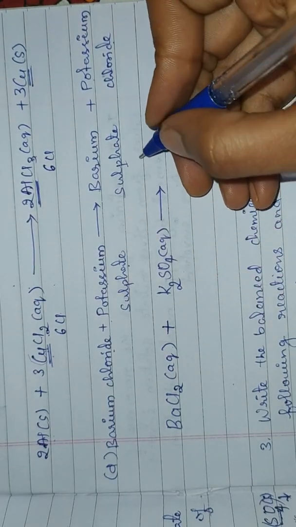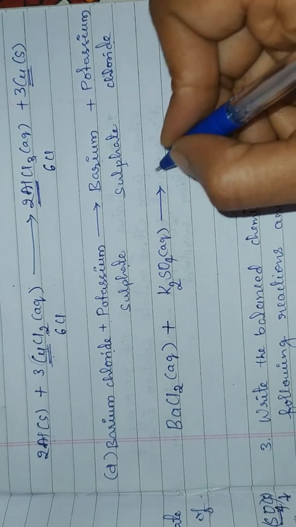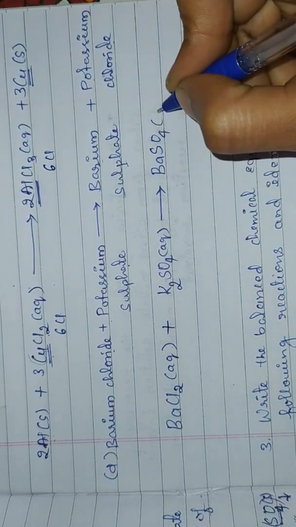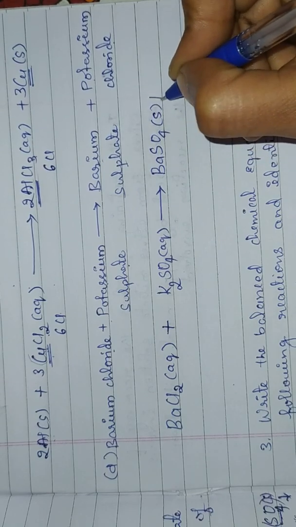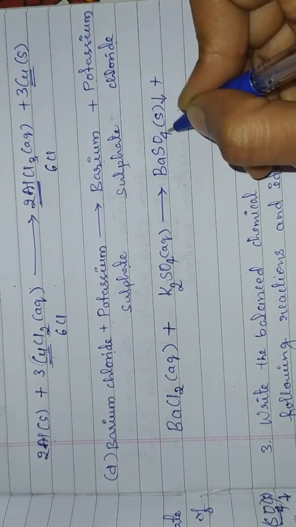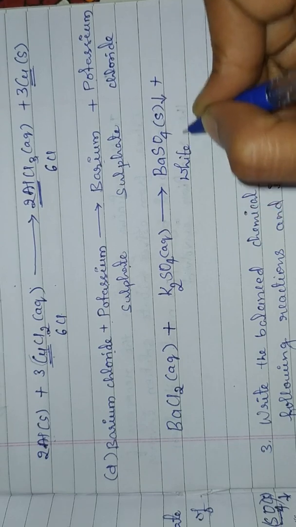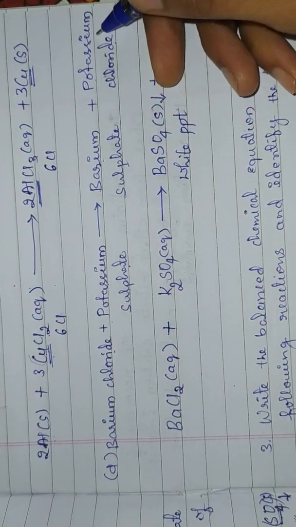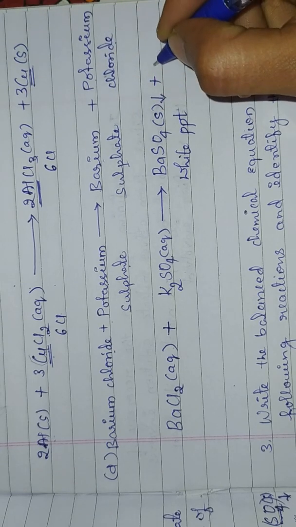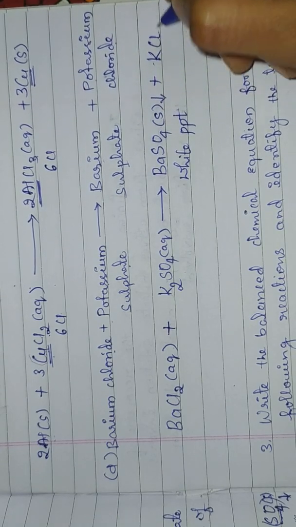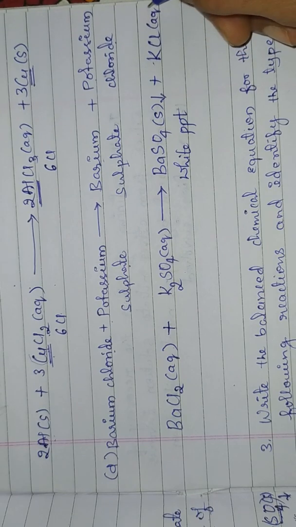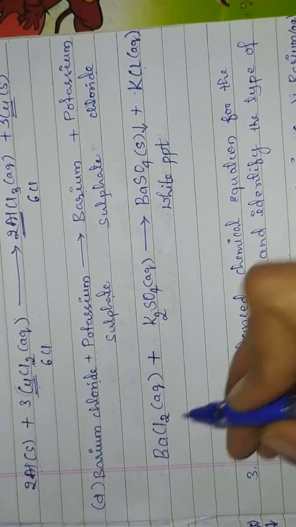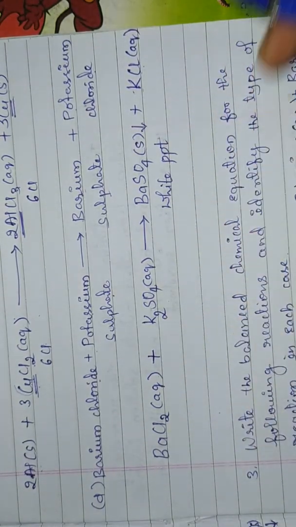So the products formed are barium sulfate. The chemical formula is BaSO4. It is a precipitate. Barium sulfate is a white precipitate. Next, one more product is formed, that is potassium chloride. KCl, aqueous. This is the chemical formula of potassium chloride. Now we have to balance this chemical equation.